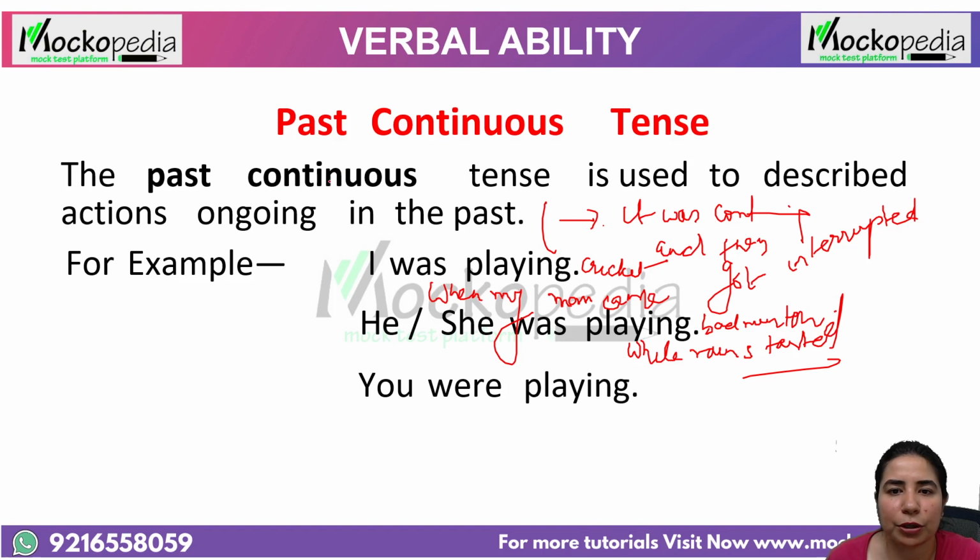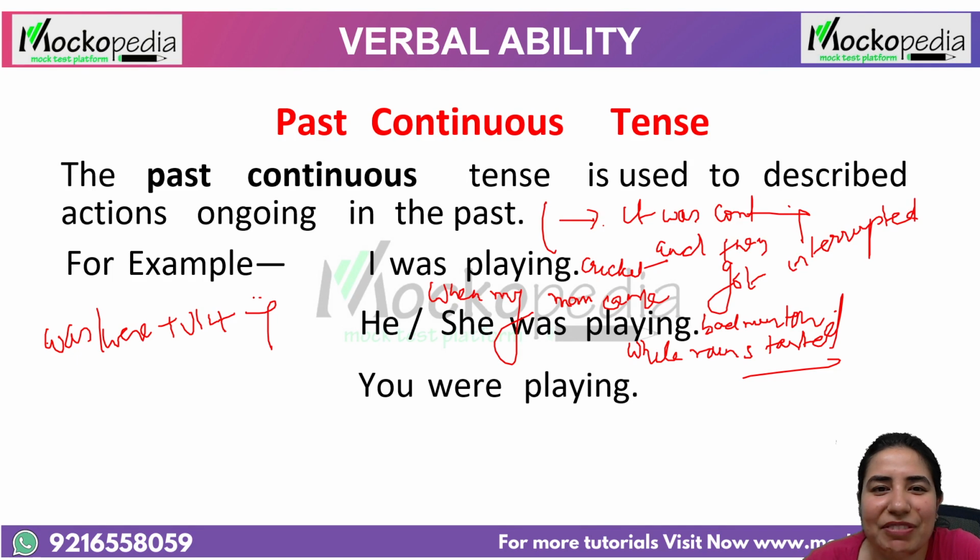So that's how you're going to use past continuous usage. As you can already see in the sentences, was or were plus verb first form plus ing. You can quickly make some notes, and then we will move to the next category.